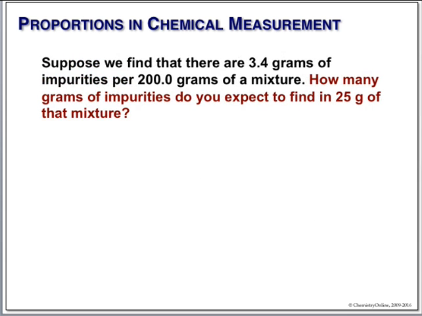Let's pretend that we have a mixture. We do an analysis, and we say that there are 3.4 grams of impurity, junk, in every 200 grams of this mixture. Okay, so we know that. If we have a 25-gram sample, how much impurity do we have?